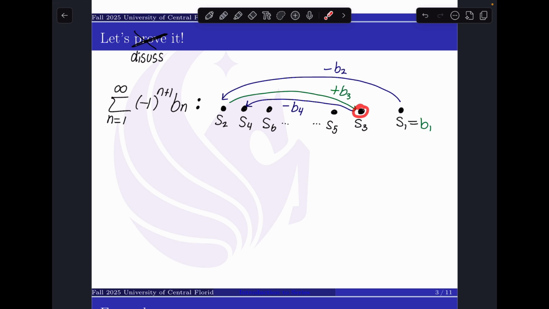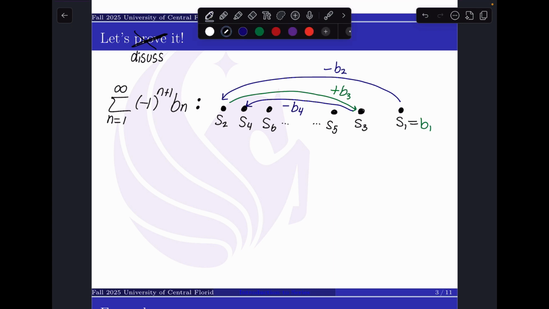So to get from my S3, I'm going to subtract b4. And basically this pattern is going to continue. I'll go to S5, and then S6, and then S7, and then S8, and I'm going to keep bouncing back and forth, right? Well, just visualizing this picture, we can list down a couple of things.